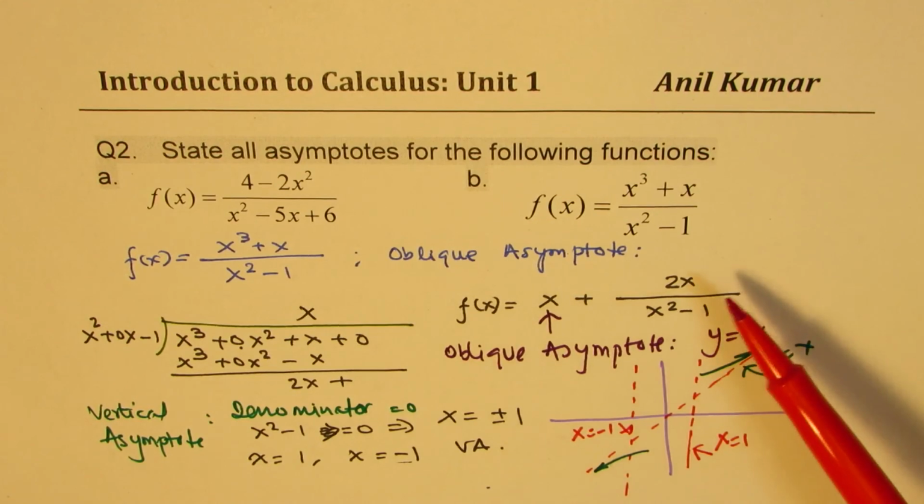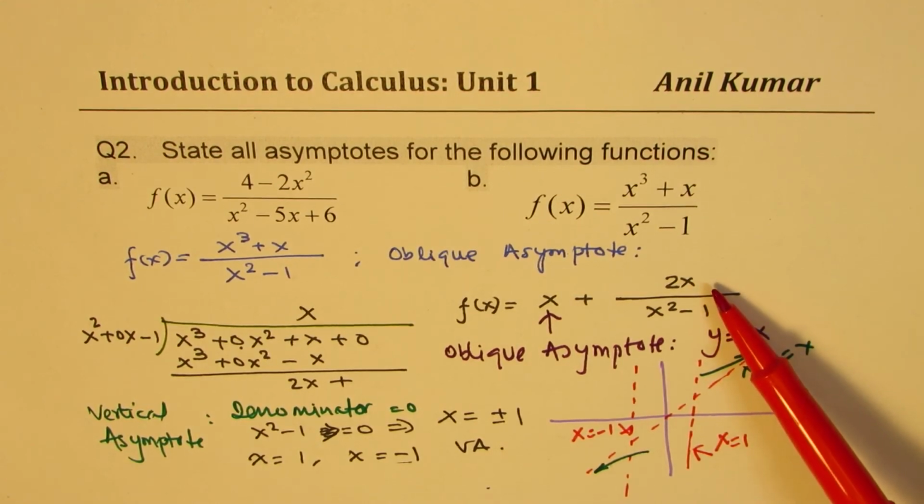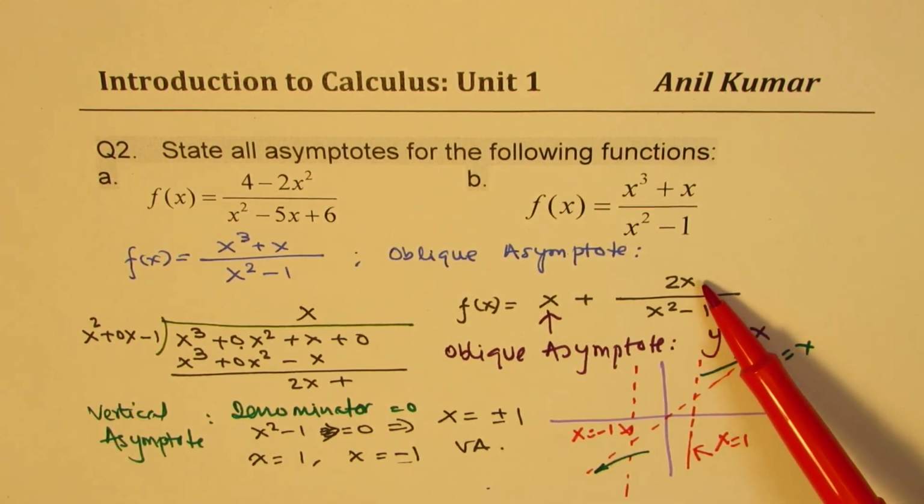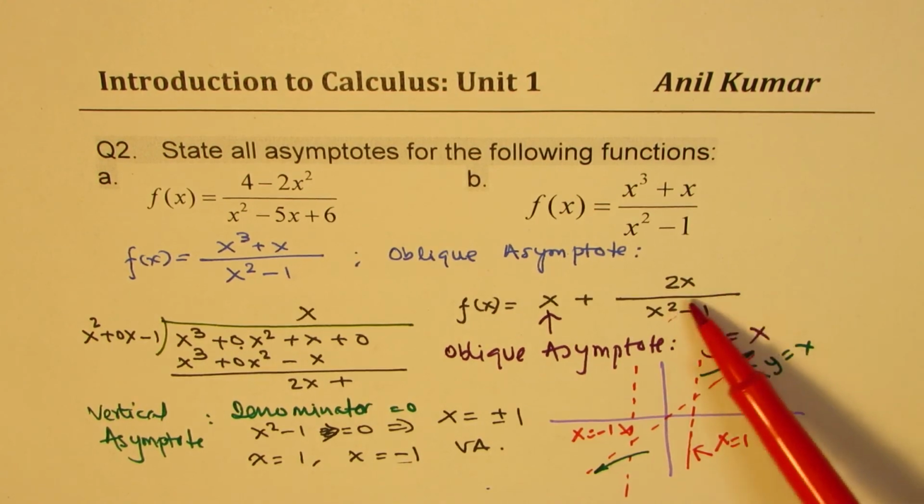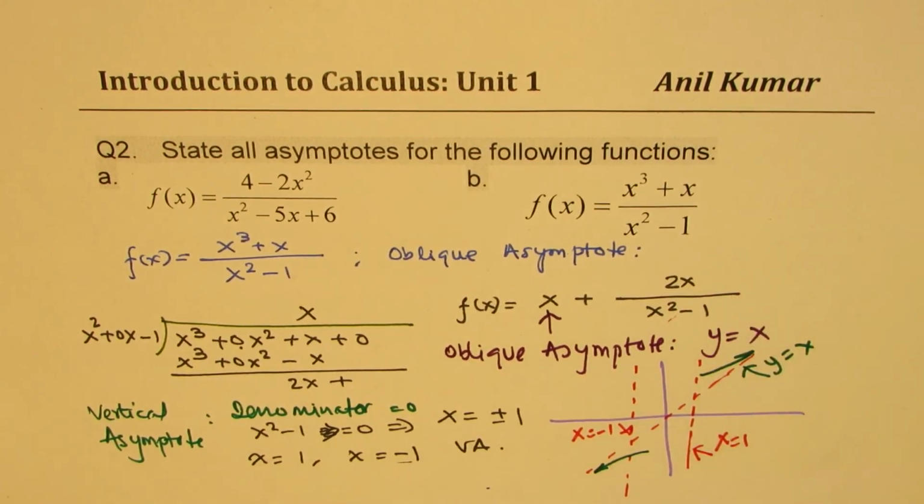Now, it is important to note that there is no hole here, perfect? Since in the numerator, there is no factor with x plus or minus 1. So I hope that makes sense. So I hope that helps you to understand how to find asymptotes for a rational function.